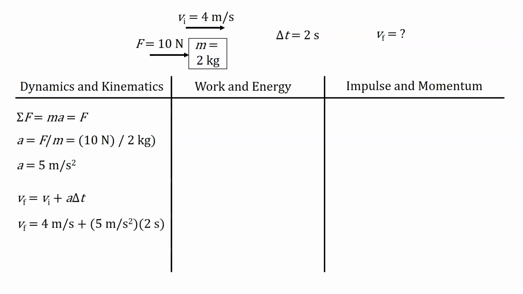And we find that this is an initial velocity. The acceleration, this is technically a delta v term. There's a delta v of 10 meters per second, and the final velocity then is 14 meters per second. In a work and energy approach, we always think, what's the initial kinetic energy? How much work was done by this force? That's this. And then what's the final kinetic energy?